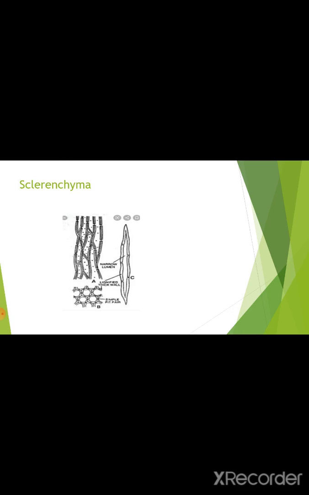Functions. It gives strength and rigidity to the plant. It forms a protective covering around seeds. Do you know? Fibers are used for making ropes, mats and textiles. Next, complex permanent tissue. Complex permanent tissue are made up of two or more different types of cells that work together as a unit. These tissues are also called conducting tissues or vascular tissues.